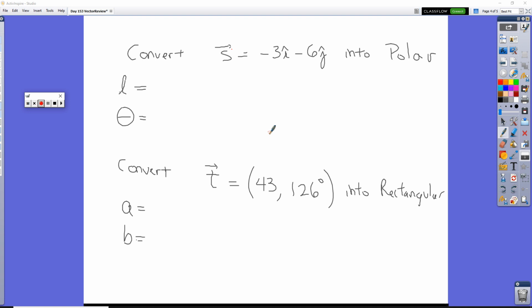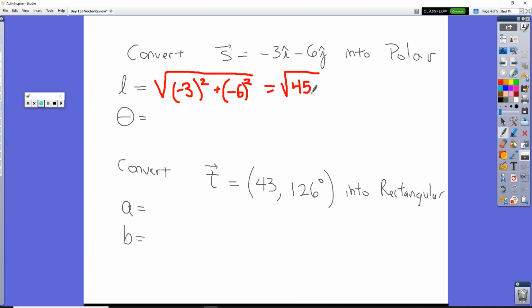So I have two different examples here. In our first example, we're going to try converting a vector, which is currently in rectangular form, negative 3i minus 6j, into polar form. So there's two parts to this. First, you have to come up with the overall length, which is just magnitude. So we'll be taking the square root of negative 3 squared plus negative 6 squared. Now remember, lengths cannot be negative. So when these things get squared, they're going to be positive and then they're going to get added together. So this is 9 and this is 36, which initially gives you a length of the square root of 45.